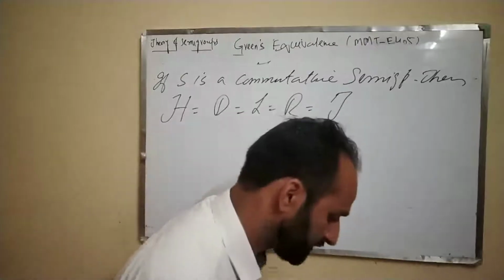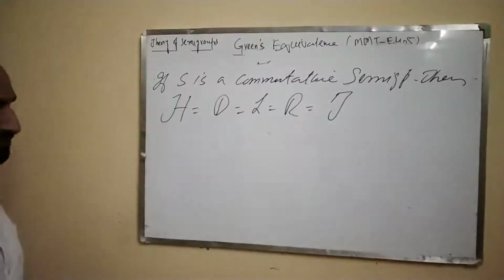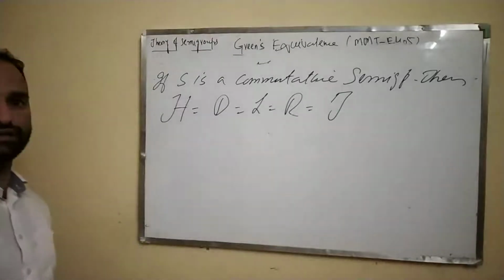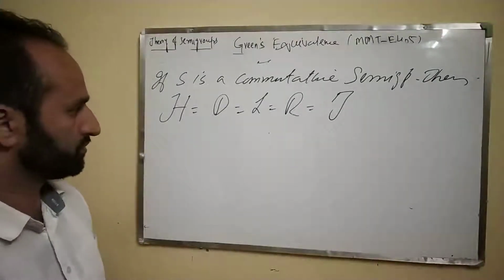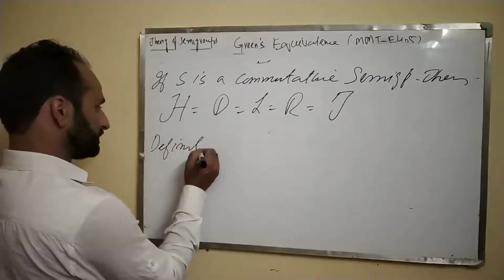So there is one more semigroup where these D and J are equal. In general, D is a subset of J, but we will show that they are equal in a certain class of semigroups. So let's first define that semigroup. Definition.